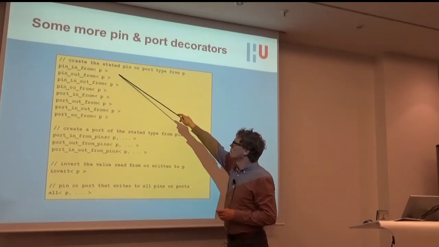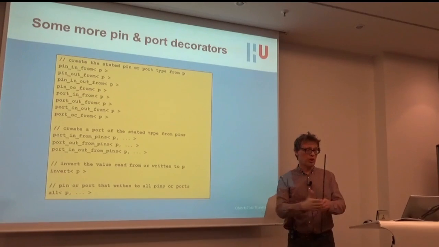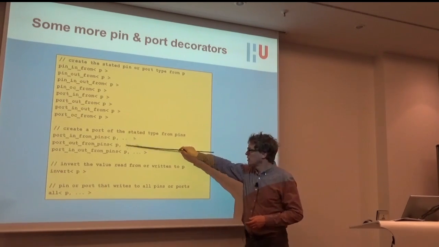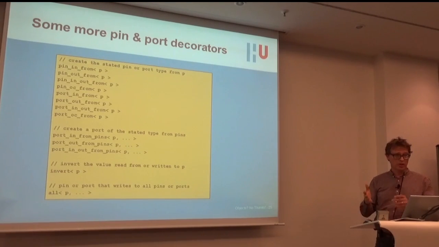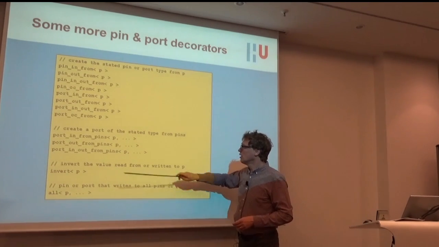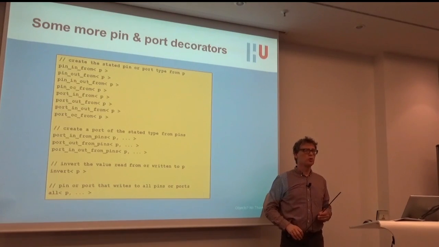I can create a kind of pin from another kind. I can also create a port. A port is a collection of pins. You can write a number of bits in one go, and create a port from a number of pins. Of course, there are more efficient ways to create a port. You can create a port by writing all the bits in one go to a specific part of hardware, if the pins are all part of the same hardware port, but this is much more flexible. You can invert things.